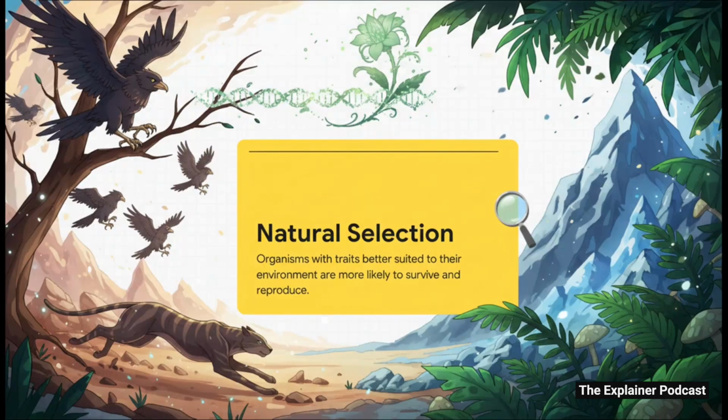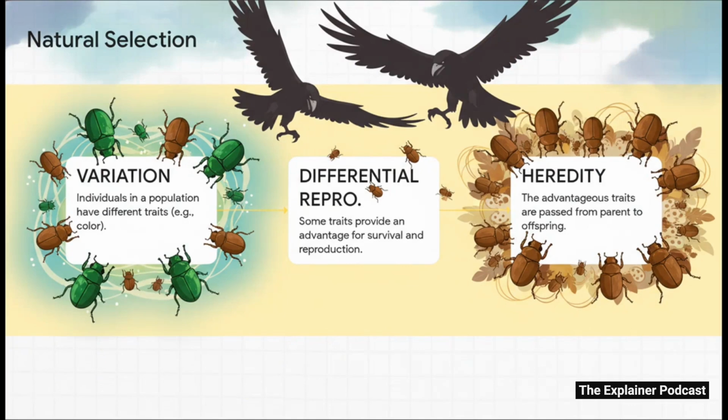So what exactly is natural selection? Well, at its core, it's a really simple idea. It's just the observation that in any group of living things, the ones with traits that give them a little bit of an edge in their environment are more likely to survive, have more kids, and pass those winning traits on. This little example with the beetles shows you exactly how it works.